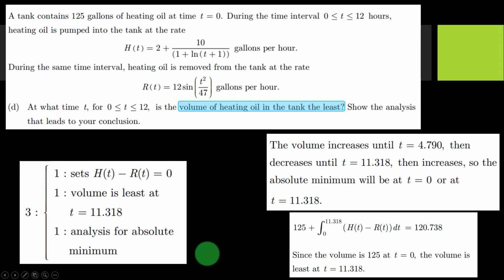How many points do we get for this? 3. And good, because we did a lot of work for it. So we get 1 point for setting rate in minus rate out equals 0. And that's going to happen every time we're trying to find a min or max. Set h of t, rate in minus rate out, equals 0. Then we get 1 point for saying it's least at 11.318, and then 1 for the analysis.